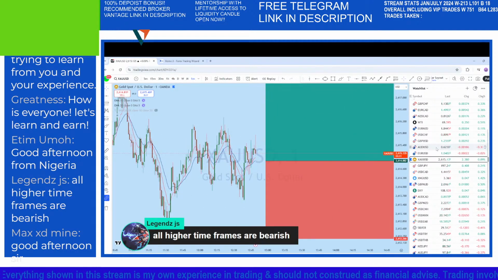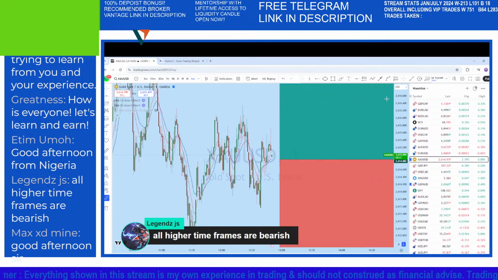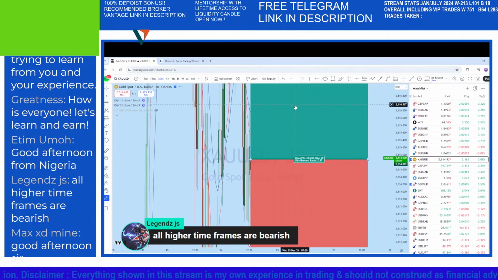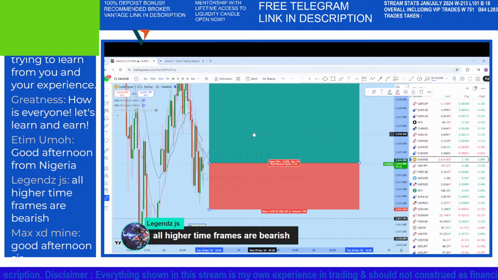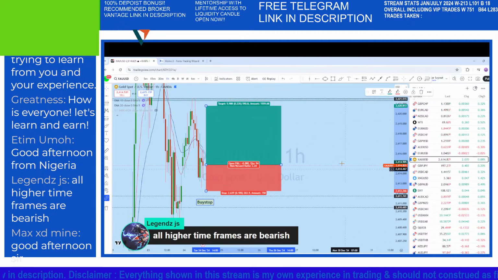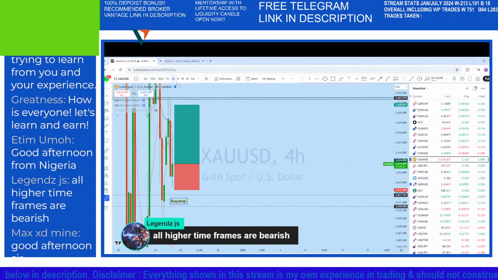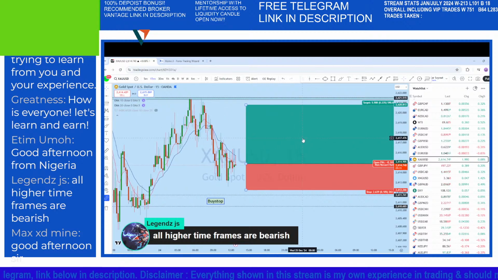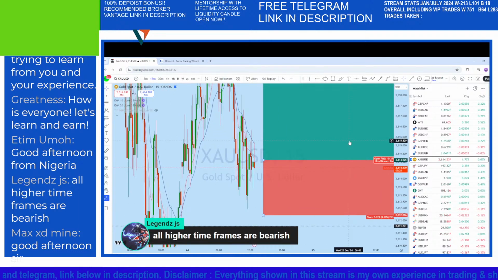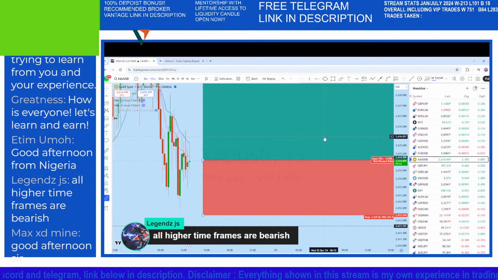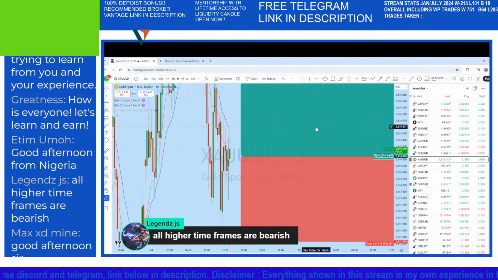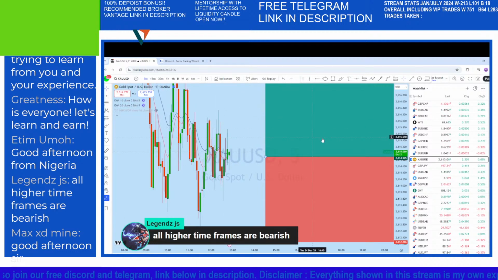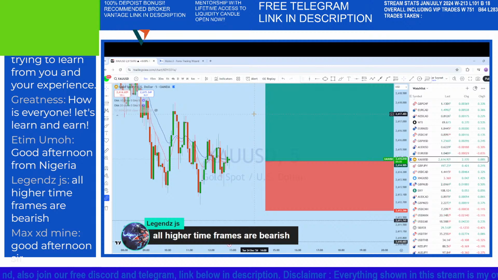So waiting for another bounce here to the upside. So, lower time frame, the market slowly making its way to the upside potentially, which is what we are expecting.